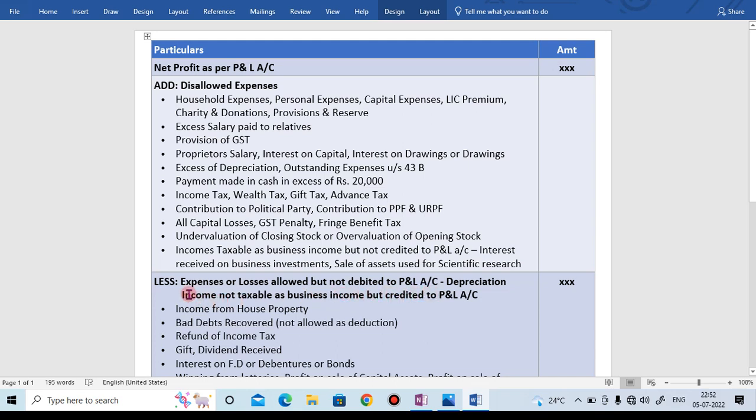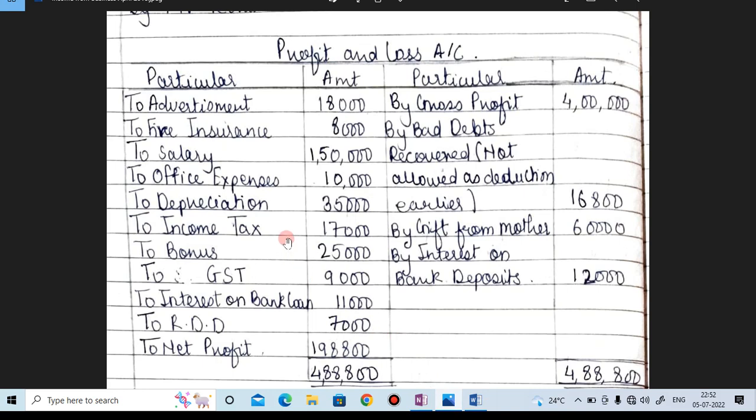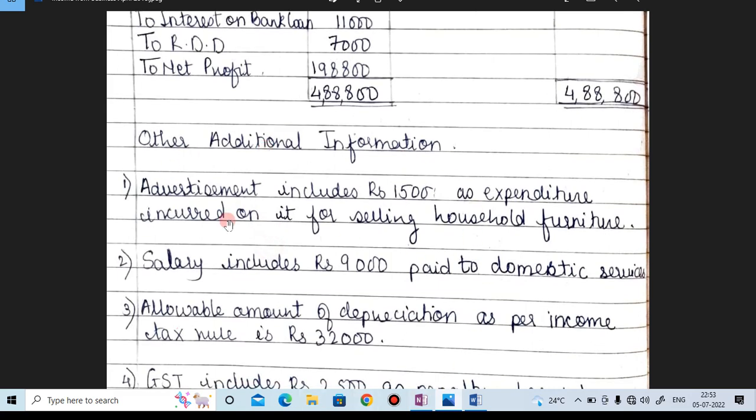Okay, this means what? Expenses or losses allowed as business, but not shown in the debit side of profit and loss account. So if the expenses and losses which are allowed as per the business are not shown in the debit side, but are shown in the additional information or in the adjustment, we have to reduce them. We have to deduct them from the net profit and disallowed expenses.